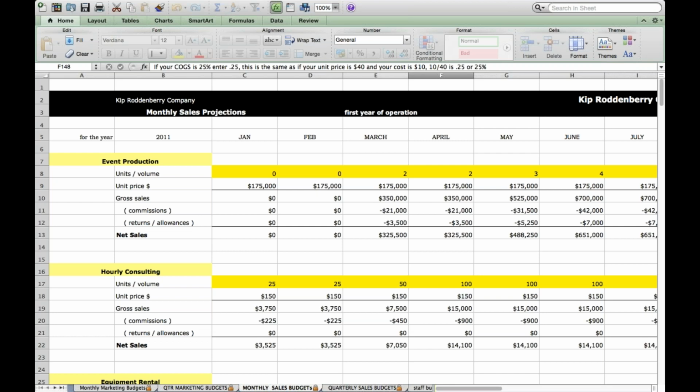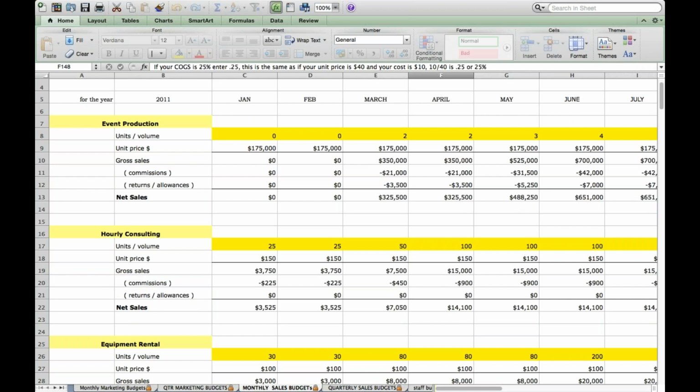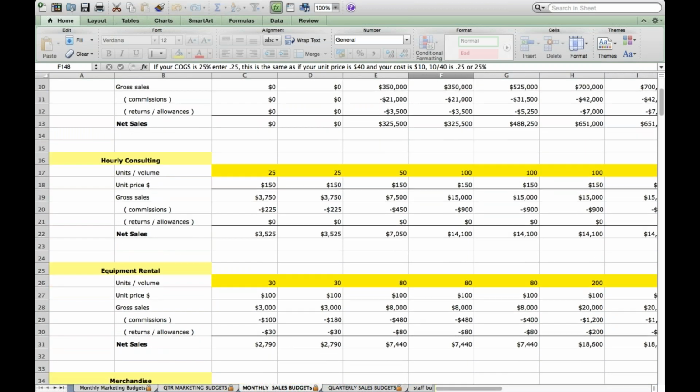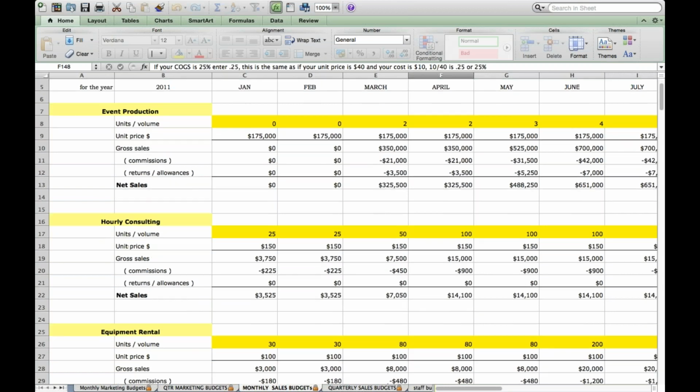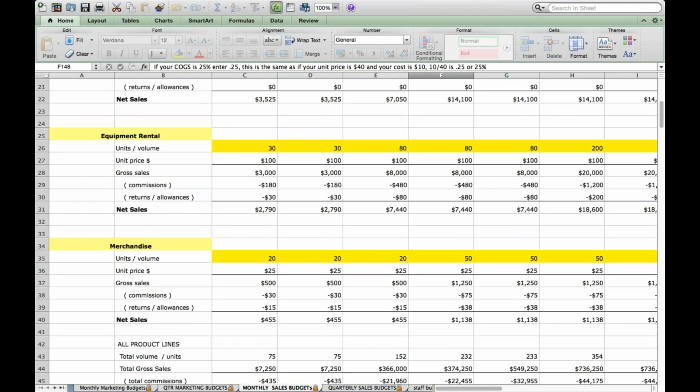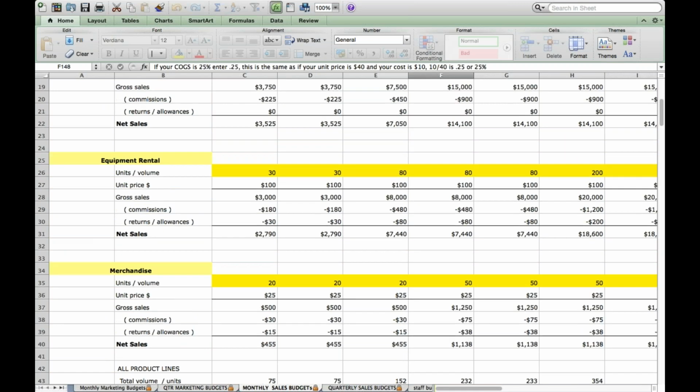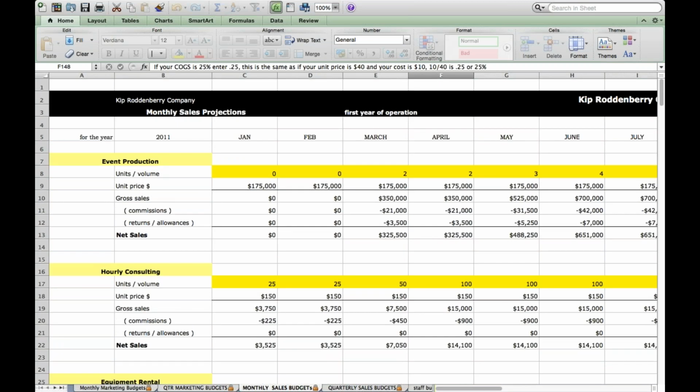Now on the monthly sales budget, you've got room for 4 different revenue sources. Now, if you have more than that, you're going to have to combine some things. You can't add more fields. We limit you to 4, and it's just the way we designed the spreadsheet.